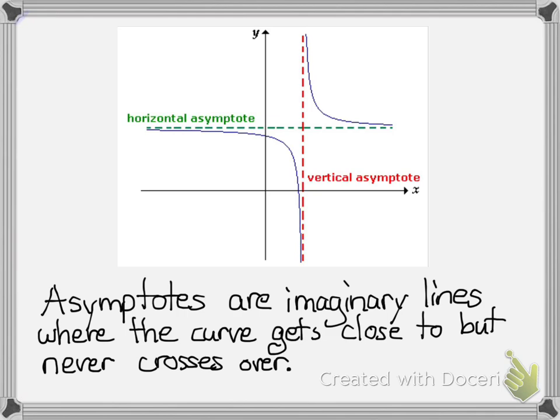Welcome back! As you can see in this picture, it shows you exactly what a horizontal asymptote looks like. So it goes left and right. And what a vertical asymptote looks like, it goes up and down. Asymptotes are imaginary lines where the curve gets close but never crosses over.